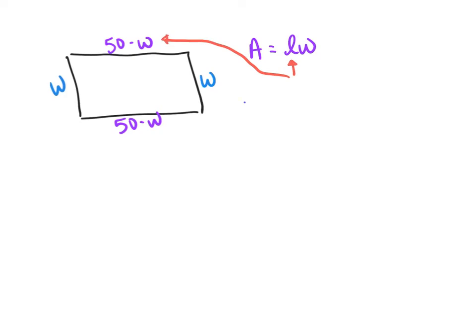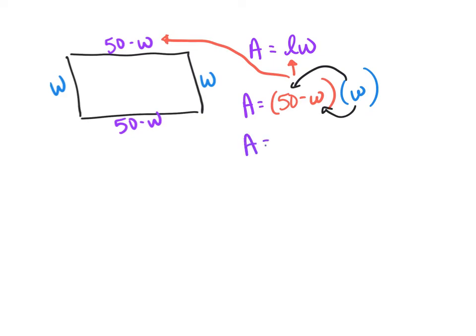So when we plug in, we get A is equal to the length, which is 50 minus W, times the width, which is just W. And by doing that, I can now distribute the W to both terms. So here and here. And when I do that, here's what happens. I get A is equal to 50W minus W squared. And this right here is where we get our quadratic from. Because now we have this quadratic term.